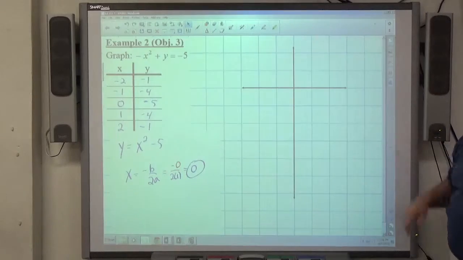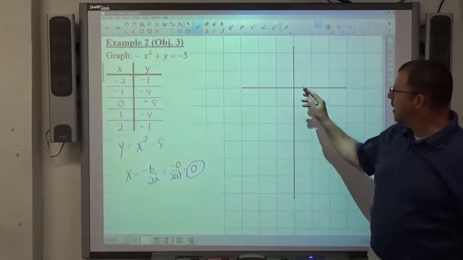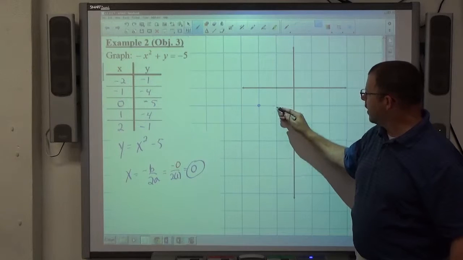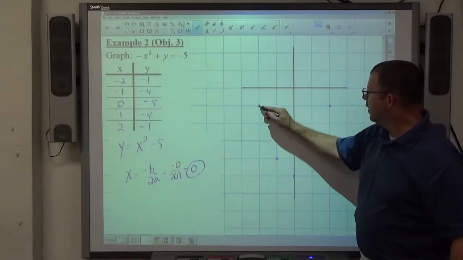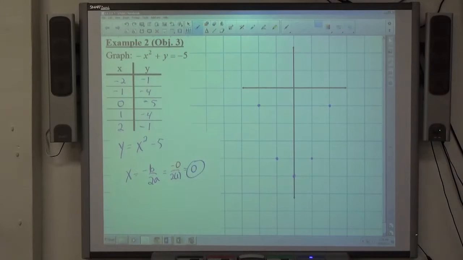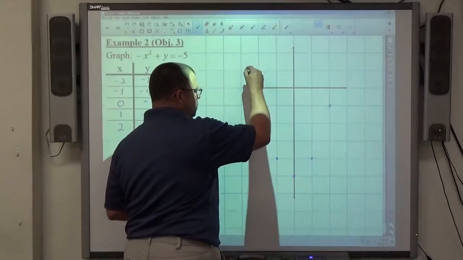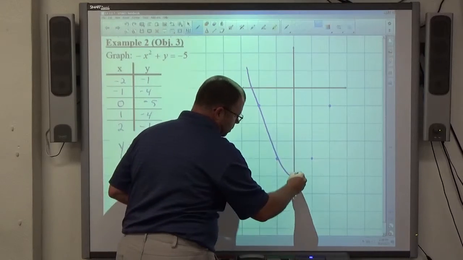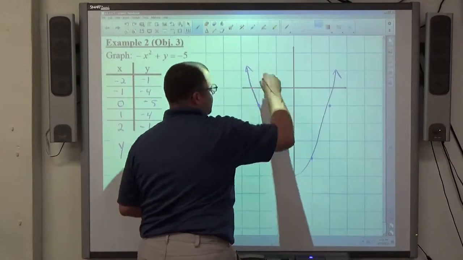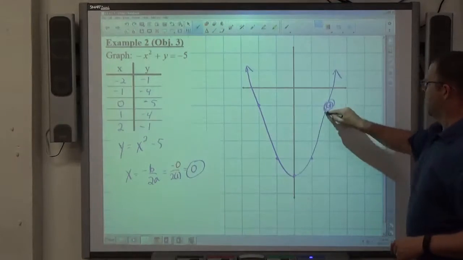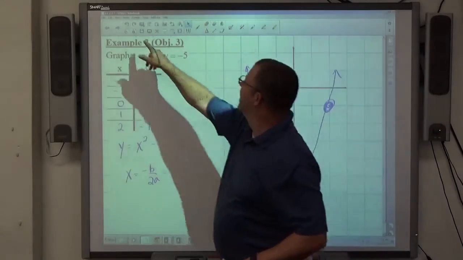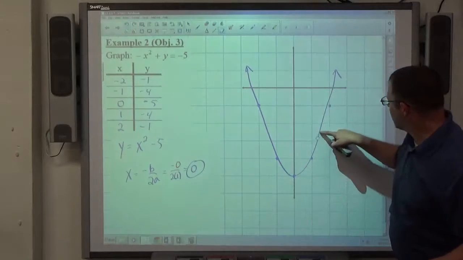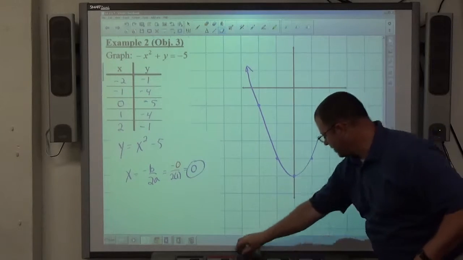All right? So, once I've got my 5 points, -2, -1, -1, -4, 0, -5, 1, -4, 2, -1. Notice the 5 points create that nice parabolic shape that we were expecting. Then it's just a matter of connecting the dots. Try and hit the points, but if you miss one, you can always make it bigger or something like that. Or if you're more of a perfectionist, you could always erase the part that is offending you and redraw it.